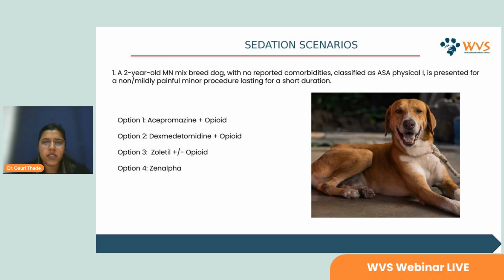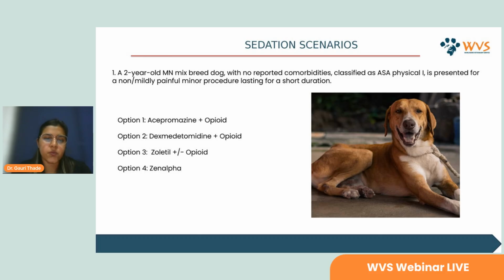So, here are some sedation scenarios. I will give you some options for drug combinations that you can use in these scenarios. The first one is a 2-year-old male neutered mixed breed dog with no reported comorbidities, which is presented for a non or mildly painful minor procedure lasting for a short duration. This dog will be classified as an ASA physical status 1.